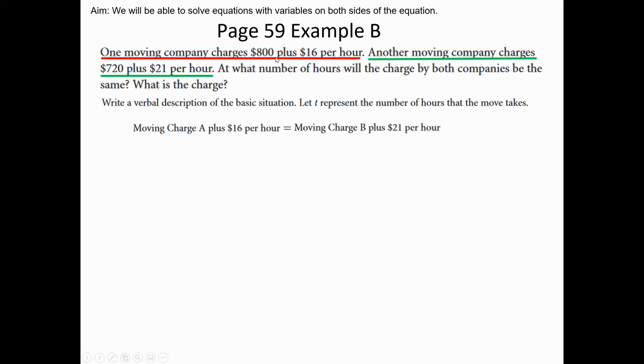So for here, we know we have 800 plus $16 per hour. And the other one is 720 plus $21 per hour. And if you're wondering, why did someone even ask this question? Well, think about it this way. If you're trying to choose which company, the second company starts off cheapest, right? But you want to figure out at what point it no longer becomes worth it because it charges more per hour than the first one. Anyways, let's go ahead and solve this equation.